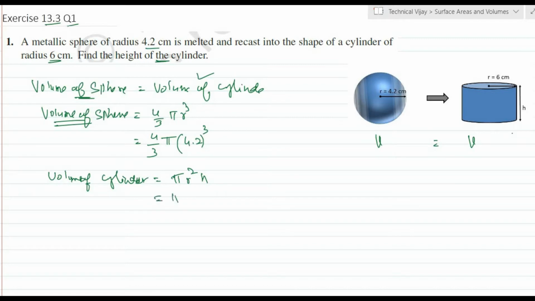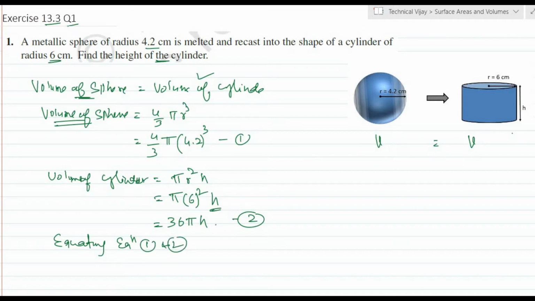Now here the radius is 6 centimeter, so pi into 6 square into h, and h only we have to calculate. So this is equal to 36 pi h. So this is equation 1, this is equation 2. Equating equations 1 and 2, because this volume is equal to this volume, 4 by 3 pi into 4.2 whole cube is equal to 36 pi h.